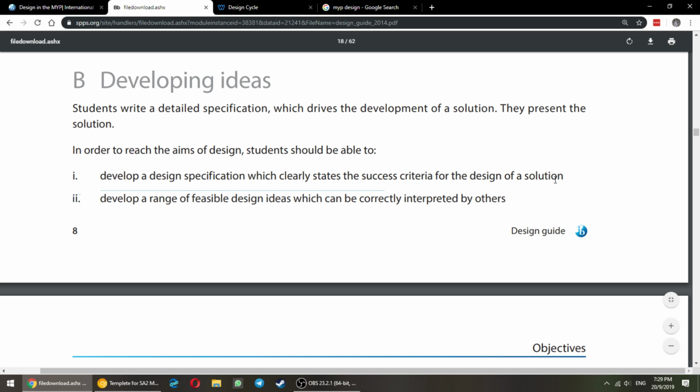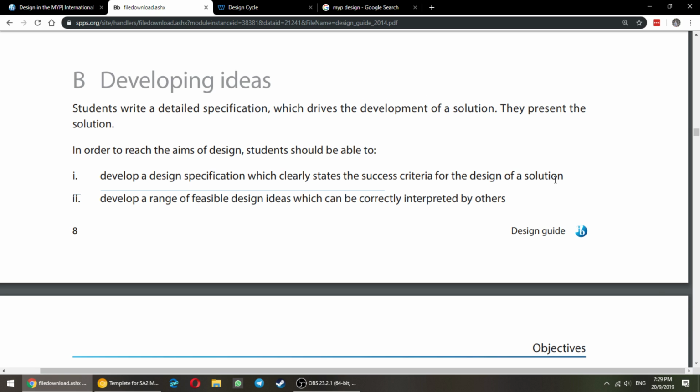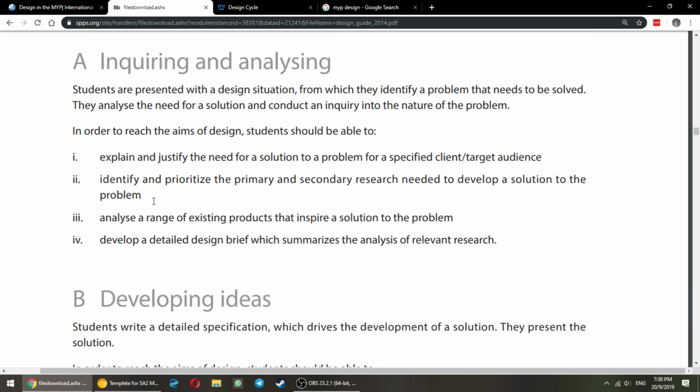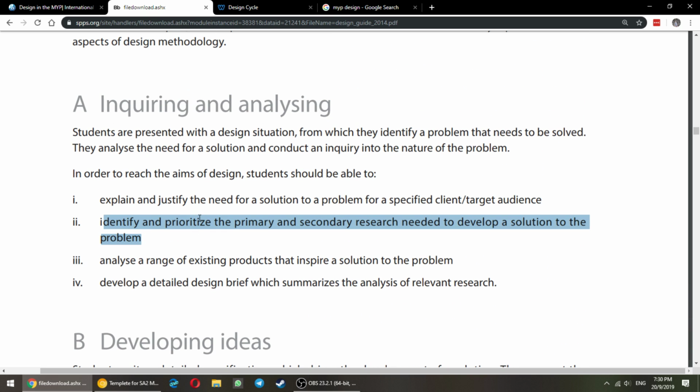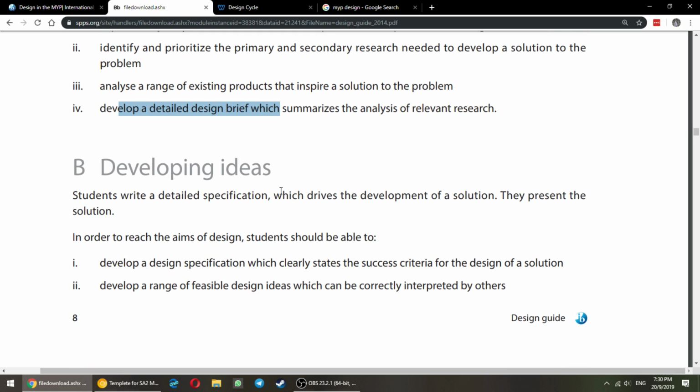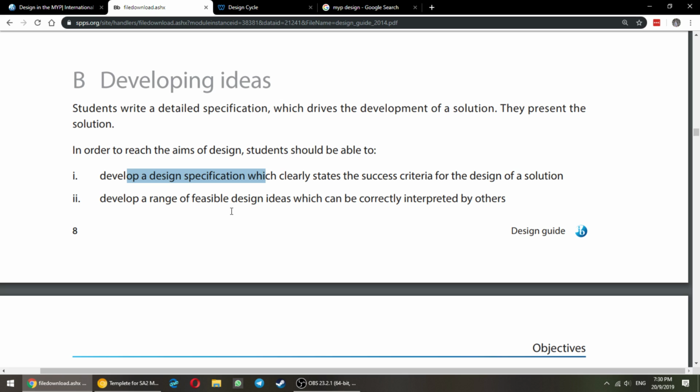The first one is develop a design specification which clearly states the success criteria for the design of a solution. A design specification is just how you can describe your design or your product or your website in a different array of aspects. It can be the aesthetic, the cost, the manufacturing process, the price range that you want to target, and so on. Every single thing over here comes from the research result you have from your primary and secondary research and your design brief. So onwards, you do another, more detailed specification of what your design should be.